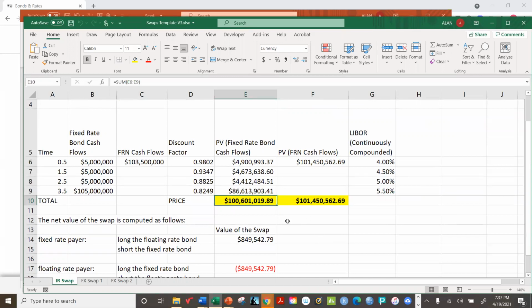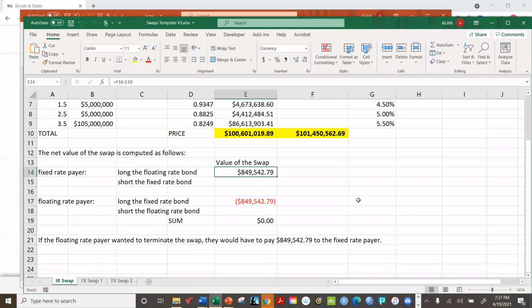Now, here we go. The difference between these two is the price of the swap. So if you're the fixed rate payer, you own the floating rate bond, which is worth a little bit more than the fixed rate bond. Your swap value is $849,542.79. Of course, if you're the floating rate payer, then it's just the opposite. This is the negative of this. And I double check that by adding them up to come up with 0.